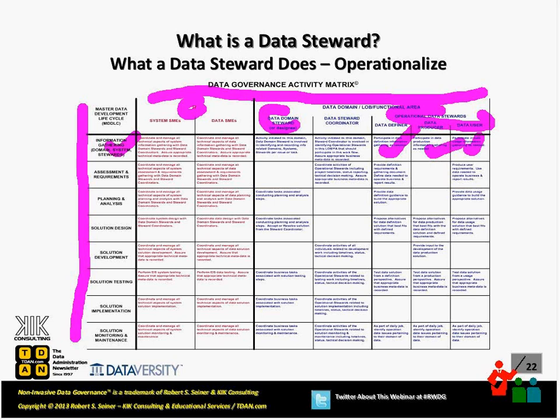A lot of the organizations that I've worked with, the first question that a person identified as a data steward has is, well, when I get involved, what do I do? How do I get involved? How do I know when I need to get involved? And this data governance activity matrix goes a long way towards addressing when the different people that have been identified as either domain stewards or operational stewards get engaged in the different processes in your organization.